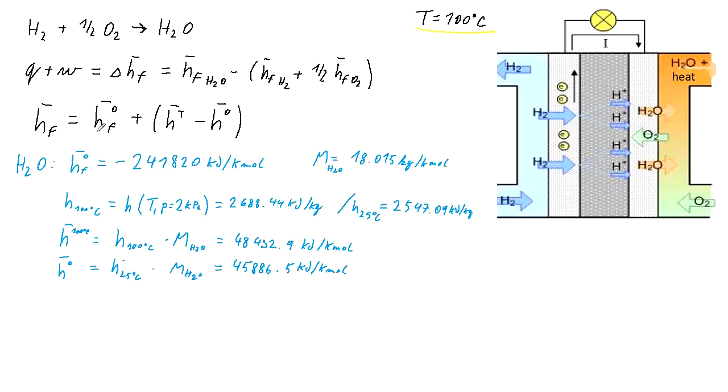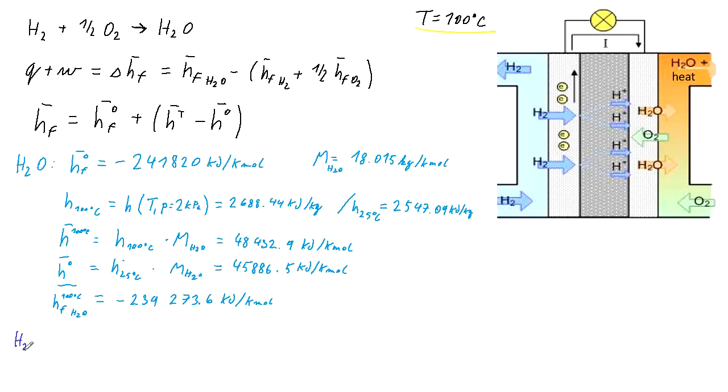So with this, we can get the enthalpy of formation at the given temperature for the water vapor, which is this enthalpy at the temperature of standard conditions plus the difference between these two, and we will get minus 273.6 kilojoules per kilomole. That's the first enthalpy of formation that we got for the products, for the water. Now we do the same with the reactants.